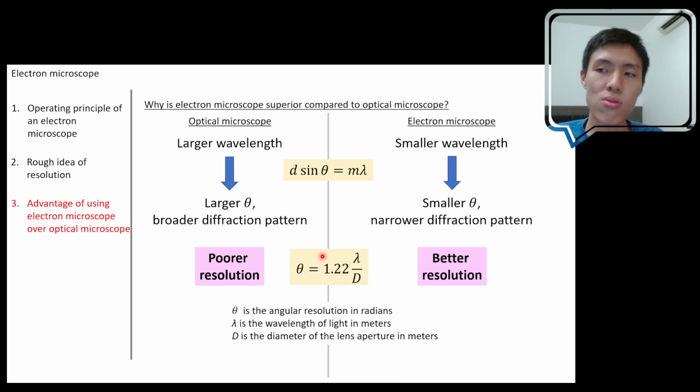Okay, so let's do a short conclusion of everything. The idea is the electron microscope is much superior compared to the optical microscope because the electron microscope operates on a smaller, shorter wavelength, therefore it has a better resolution.